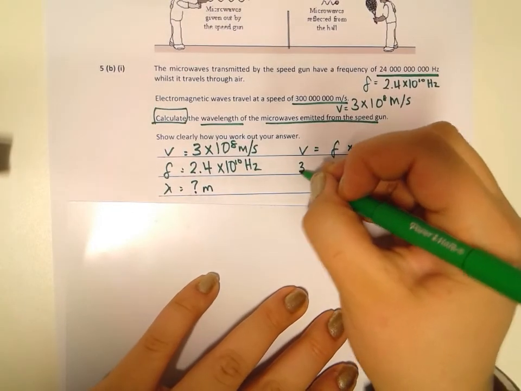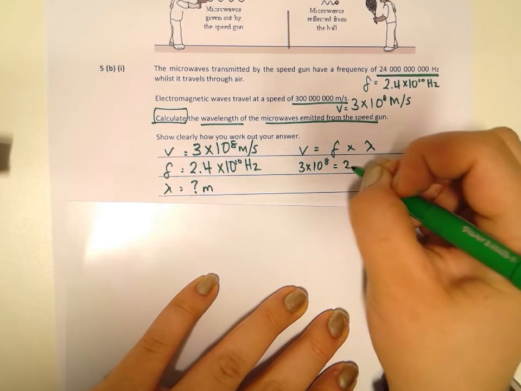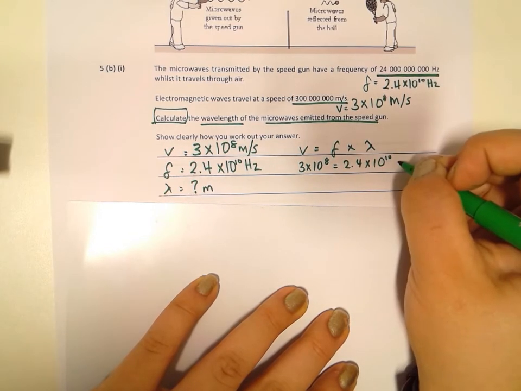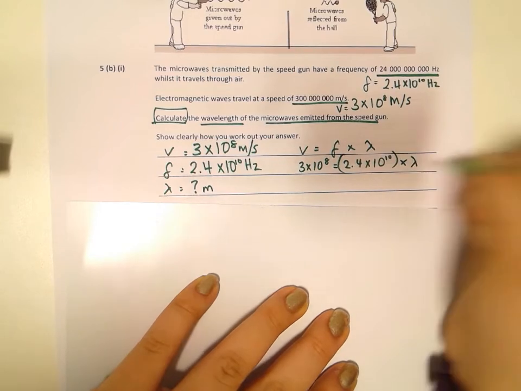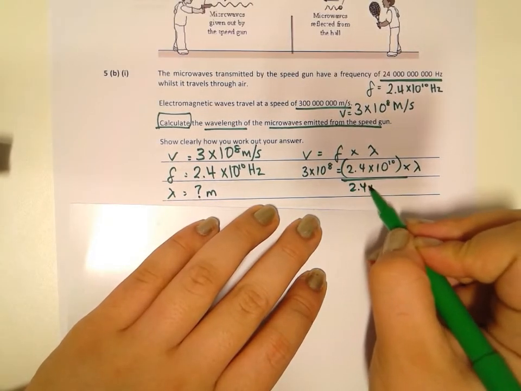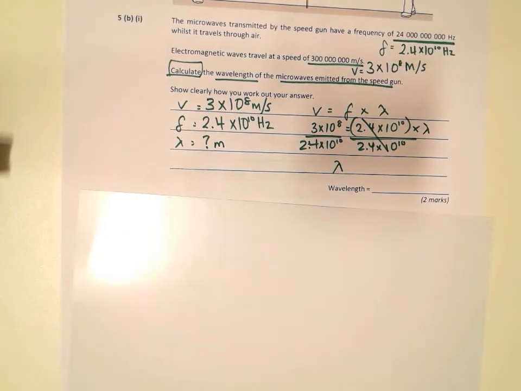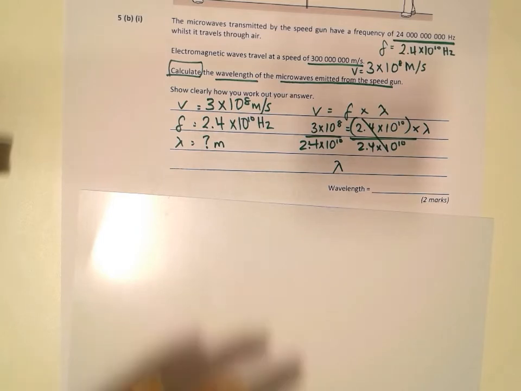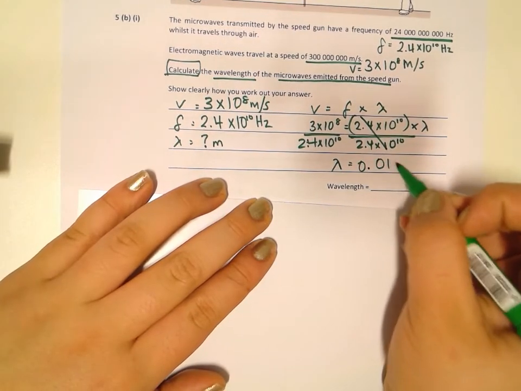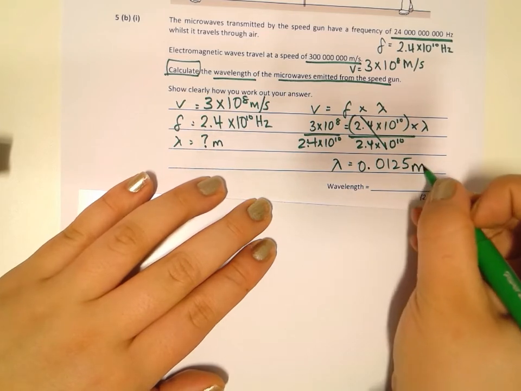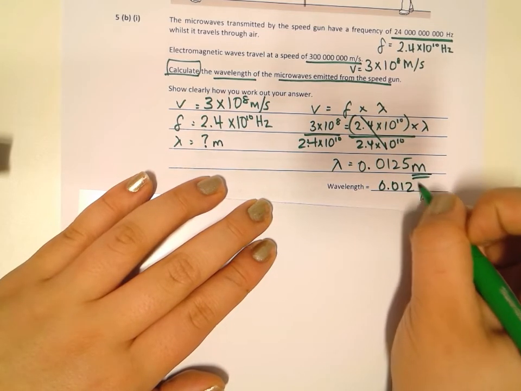Put it into our equation here. 3 times 10 to the power of 8 equals 2.4 times 10 to the power of 10 times the wavelength. We are going to divide both sides by 2.4 times 10 to the power of 10, and our final answer, if you do your calculation, is 0.0125, and remembering we need to have our units meters, so 0.0125 meters.